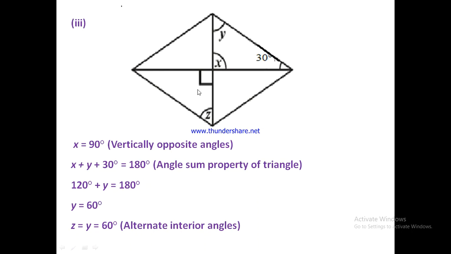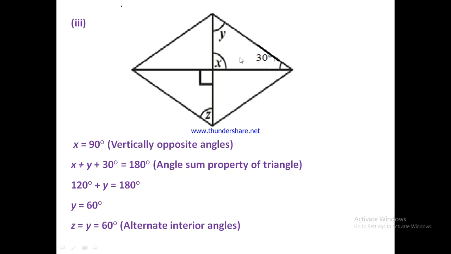x is equal to 90 degree, as we can say that it is a symbol of right angle, it means it is 90 degree angle, and these are vertically opposite angles, and we know that vertically opposite angles are equal in measure, so x will be 90 degree. Now we have value of x, and we know that it is 30 degree angle.